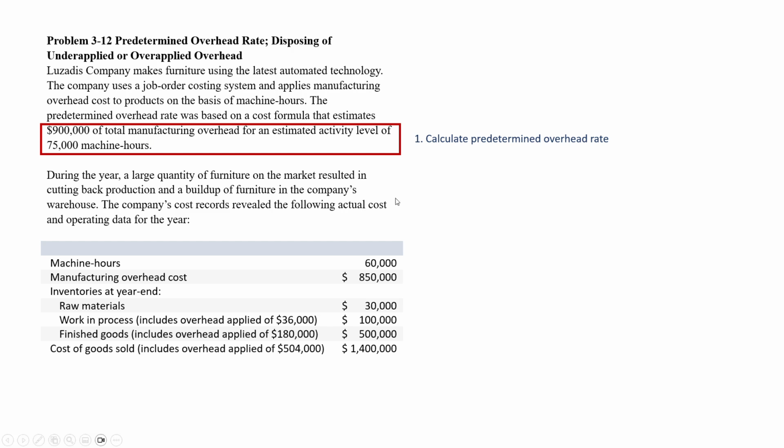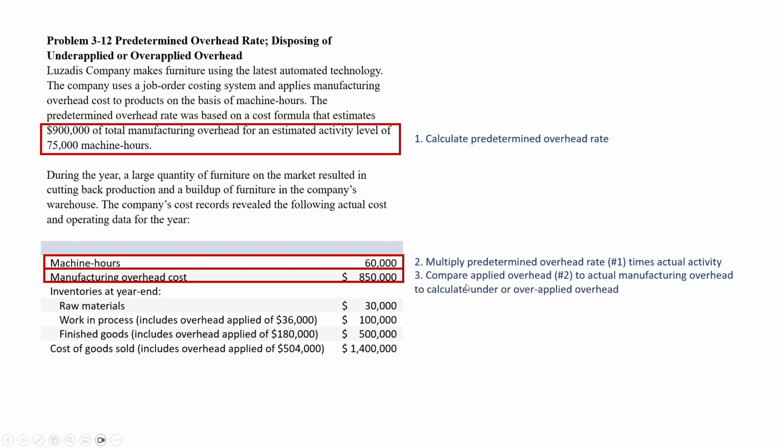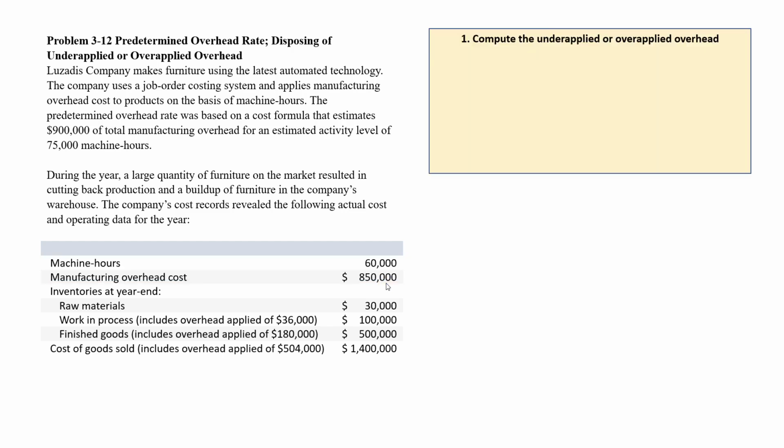Again, both estimates. Then we need to apply the overhead by taking whatever predetermined overhead rate we get from step 1 times the actual activity of machine hours after the fact, which here is going to be 60,000. And once we figured out that applied overhead from step 2, we'll compare that to the actual overhead, which here we're told is 850,000, to then get our under or over applied overhead. So again, let's finally work this out.